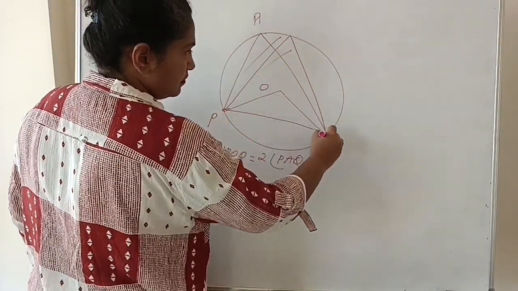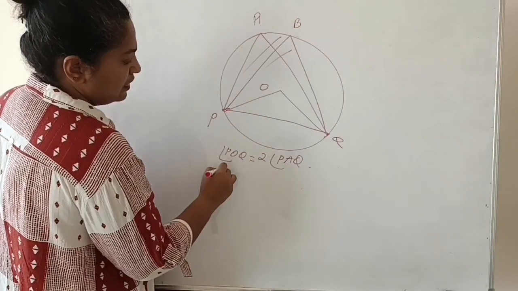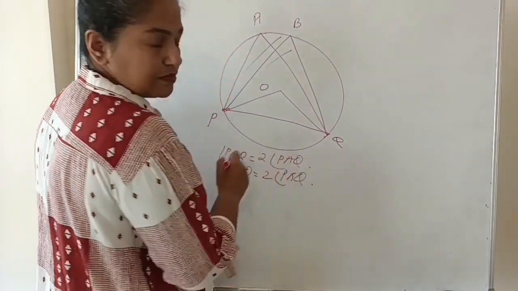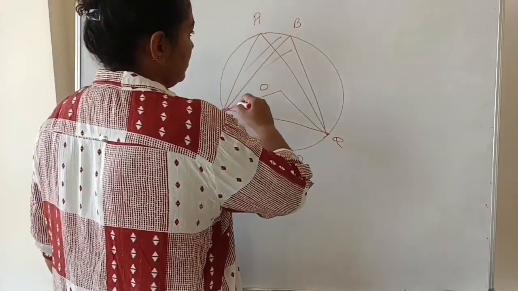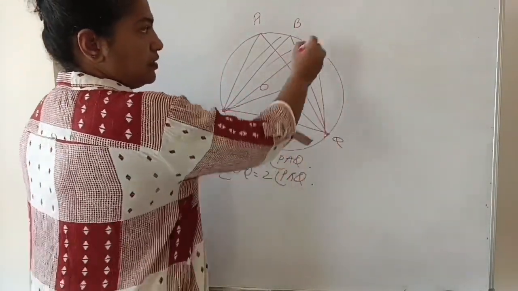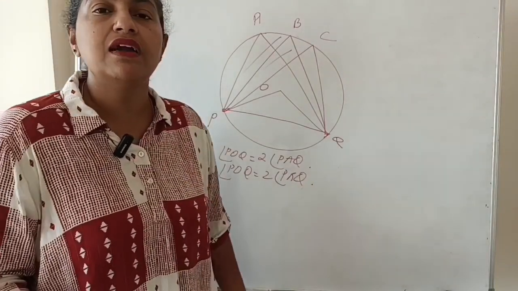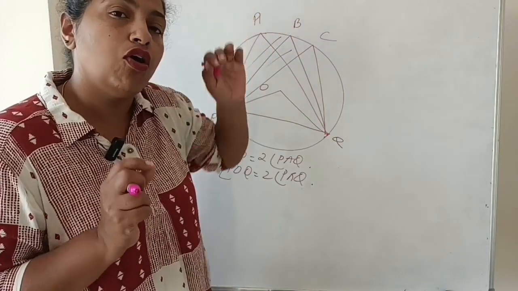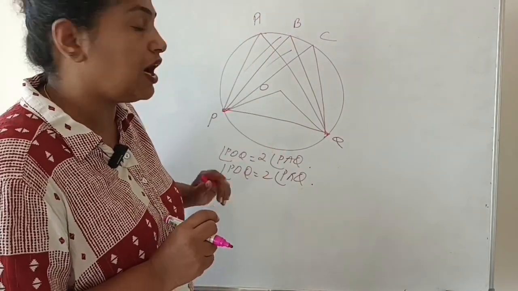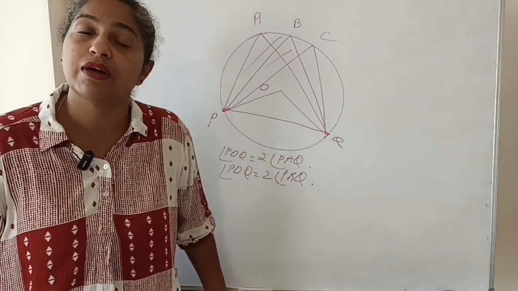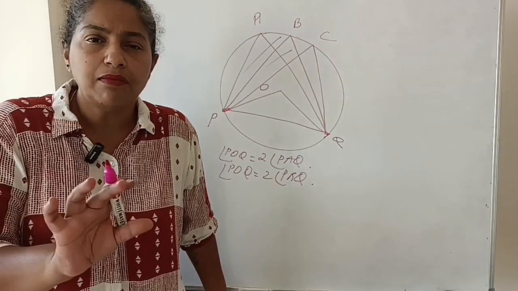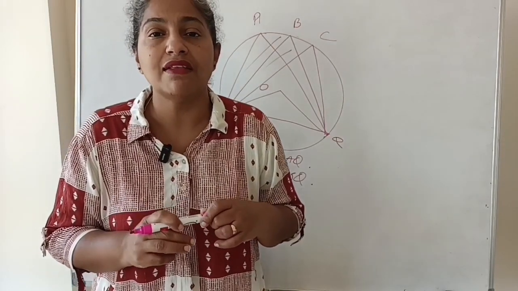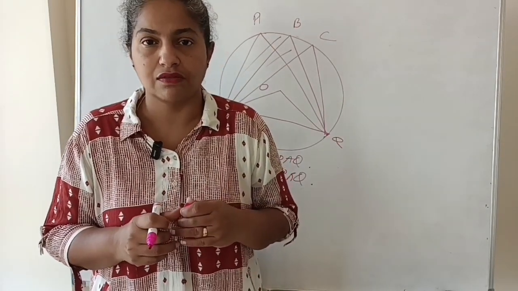What can I say about this? Angle POQ is also equal to twice angle PBQ. Same proof. Any angles that we take in this particular part or in this particular segment, all of those angles are equal to half of the angle subtended at the center by the same chord. So, can I make it into a theorem? I can make it into a theorem saying that the angles in the same segment of a circle are equal.